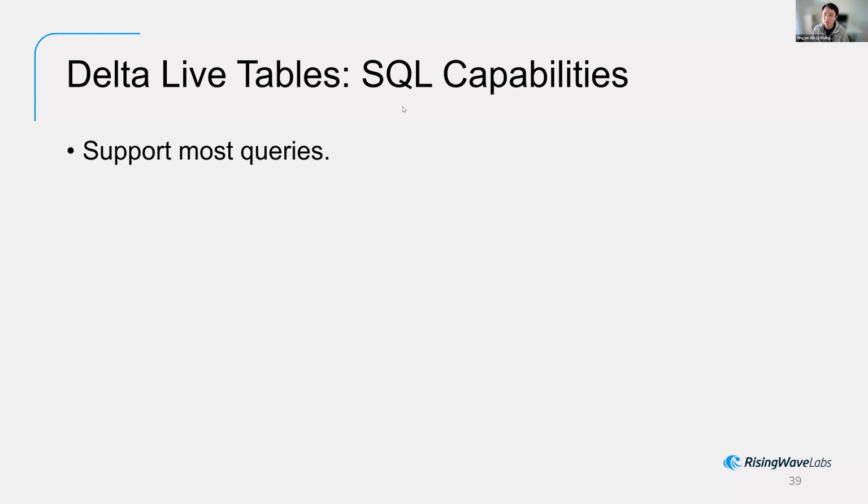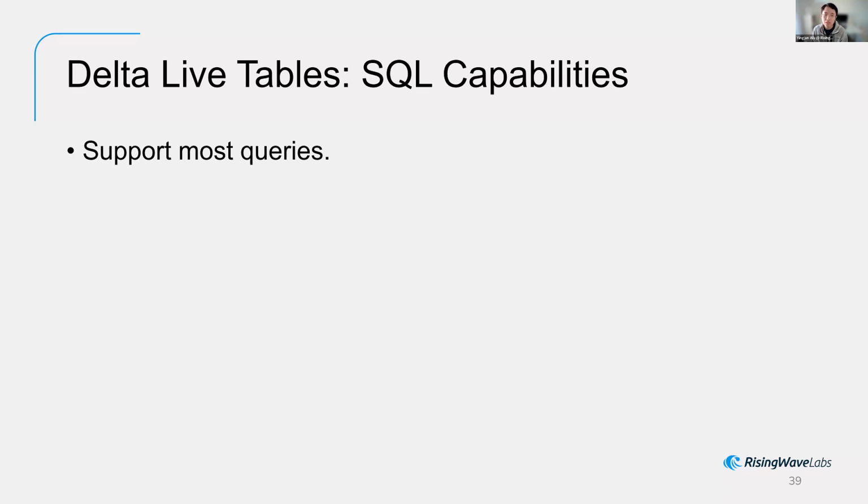And what about the SQL capabilities? They support most of the queries. The reason is that under the hood they use Spark Structured Streaming, which is like a streaming version of Spark. The computation model is mini-batch based. Basically, it chunks a big batch into a bunch of smaller batches, so mini batches.